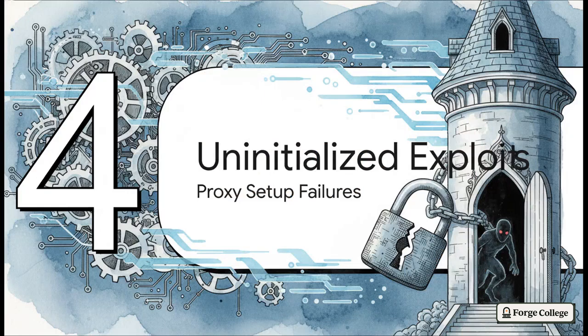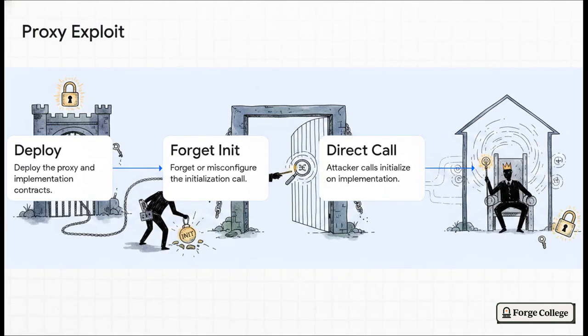Okay, part 4. Uninitialized ownership exploits. Now, this is a catastrophic vulnerability that happens before you even realize your contract is live. Imagine you build this magnificent, highly complex, upgradable proxy system, but you essentially forget to lock the front door during setup. Here is how this disaster unfolds.